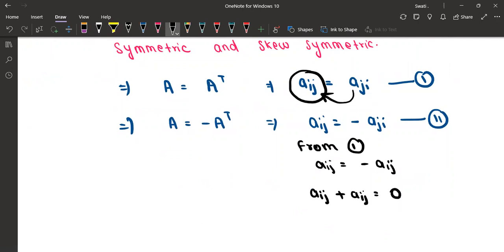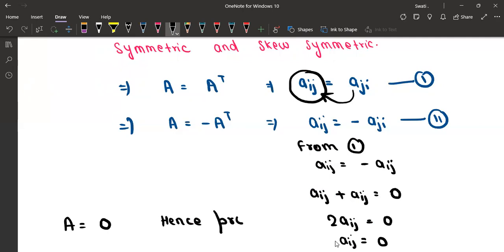Now what is Aij plus Aij? Of course, 2Aij is equal to 0. That means Aij is 0 divided by 2, which is 0 only. And what is this Aij? Aij was our matrix. So we got A is equal to 0. That means the matrix is 0, and that is what we wanted to prove. Hence, proof. Of course, if you want, you can add a line here that because we have got Aij as 0, so Aij is 0 for all i and j, hence A is a 0 matrix.